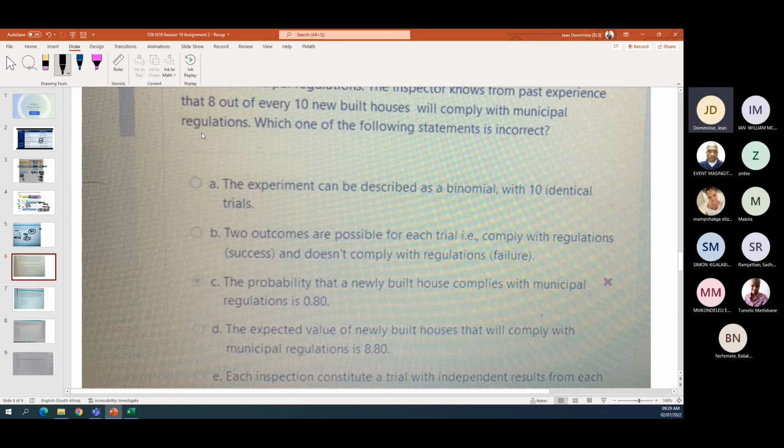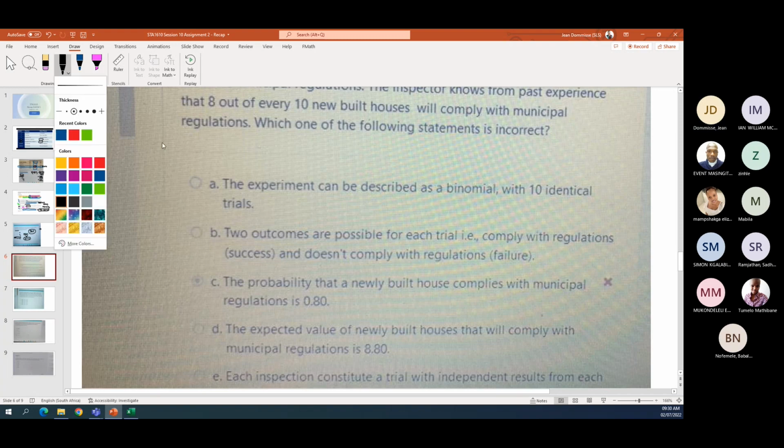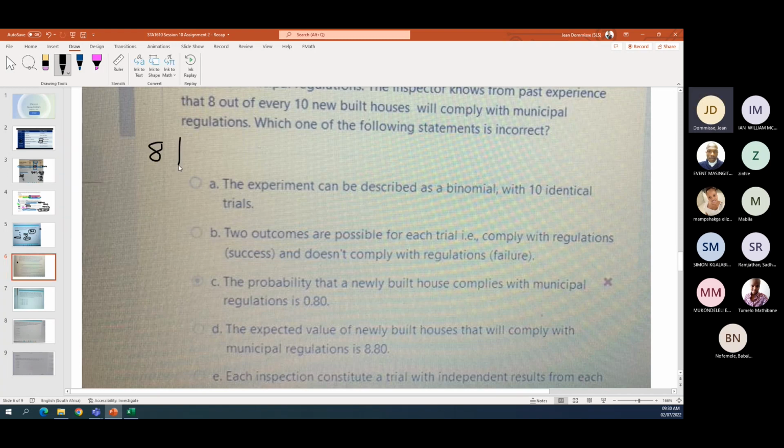Okay, so there's some wording there about inspections. The inspector knows from past experience that 8 out of every 10 newly built houses will comply with municipal regulations. Which one of the following statements is incorrect?